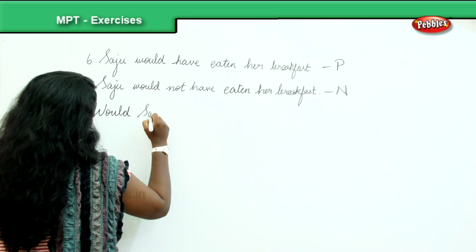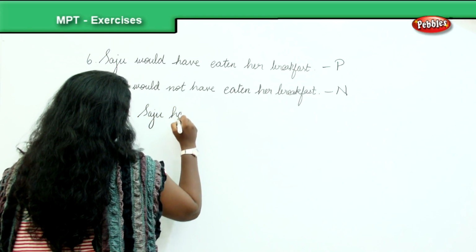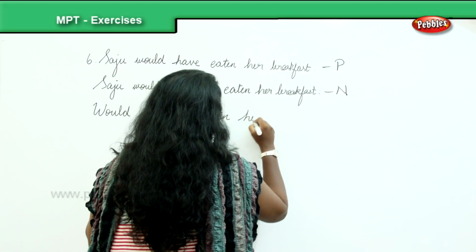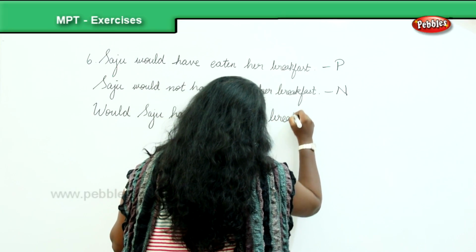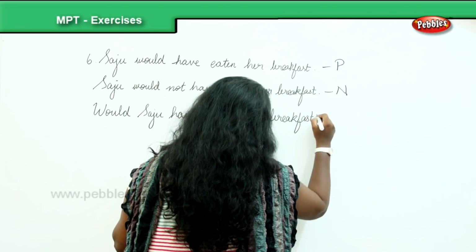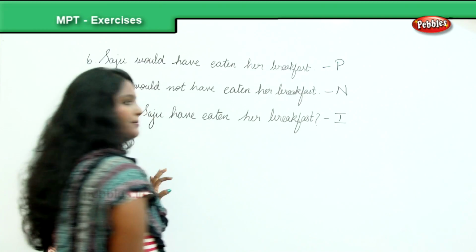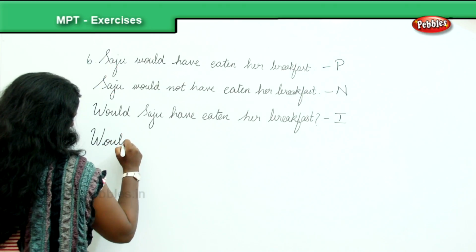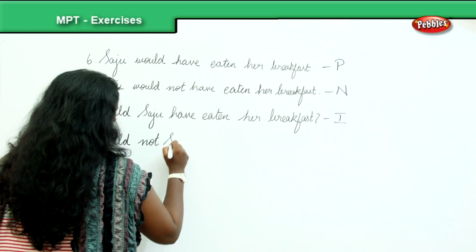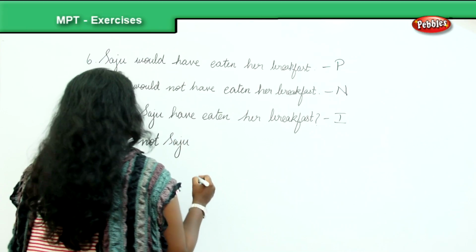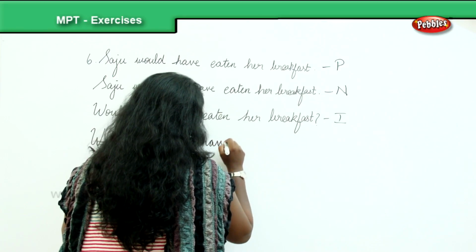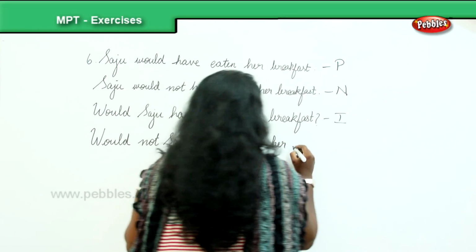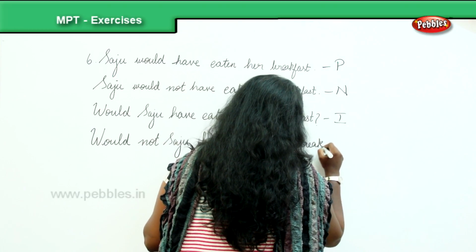Would Saju have eaten her breakfast? The negative interrogative sentence: would not Saju have eaten her breakfast?